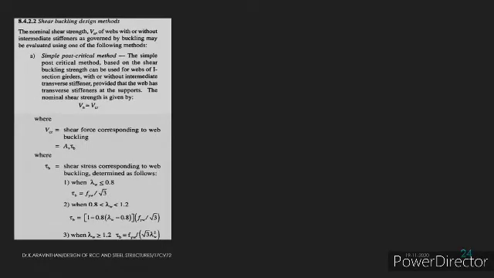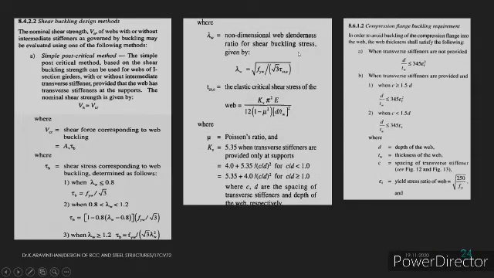Now these are the norms for shear buckling design. For checking our provisions, whatever we have provided as the stiffener, we should check for the load carrying capacity. Okay, how to check that we will see one by one.